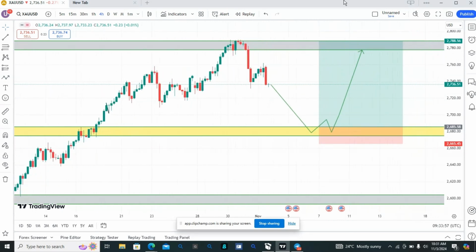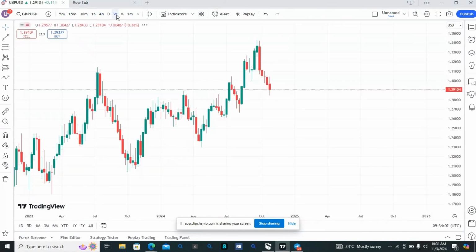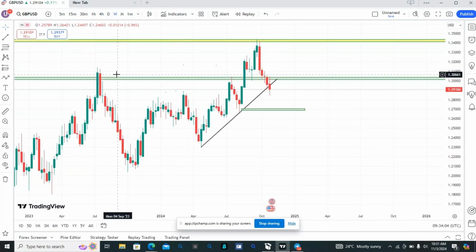Then the next pair on our list is GBPUSD. This is the weekly time frame. On the weekly time frame, GBPUSD is bullish, it's an upturn. How do I know? Higher high, higher low. Higher high, higher low. It has created another higher high.